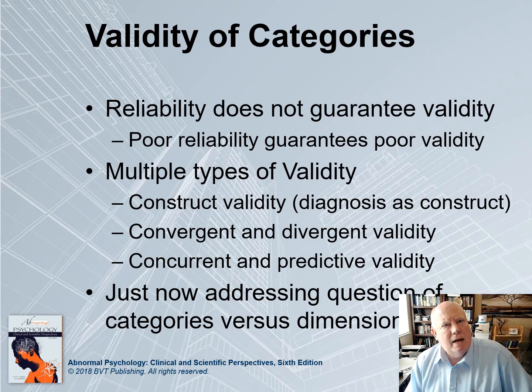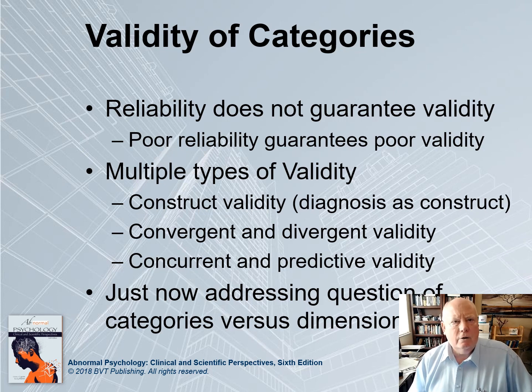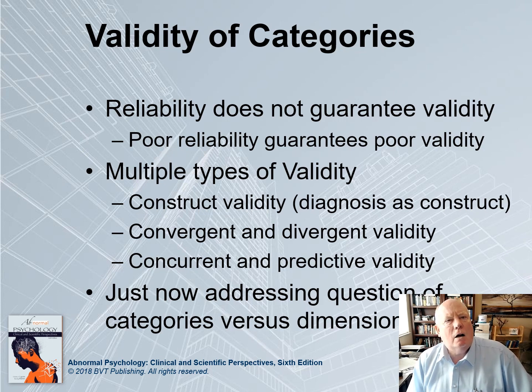We validate measures, such as a diagnosis, through these processes. Validation is never complete because it's always possible that later data will show us that our ideas were wrong and we have to modify them. That's a normal process in psychology. It's a normal process in the field of psychopathology.